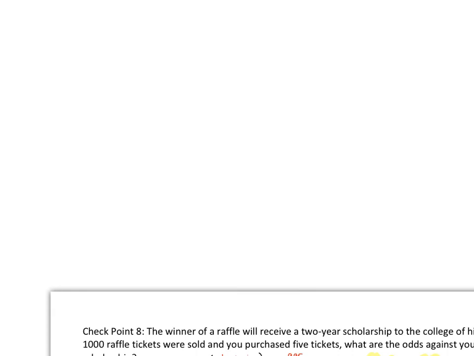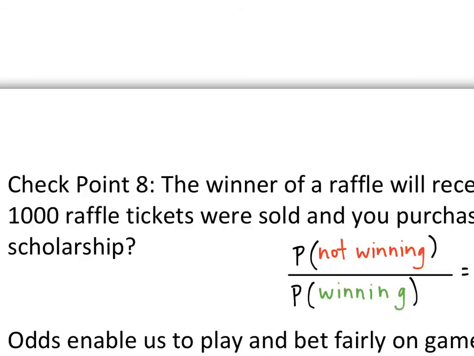Okay, read through checkpoint 8, where it says the winner of a raffle will receive a 2-year scholarship to the college of his or her choice. If 1,000 raffle tickets were sold, and you purchased 5 tickets, what are the odds against your winning the scholarship? Try your setup, check back in a second when you've got a chance.